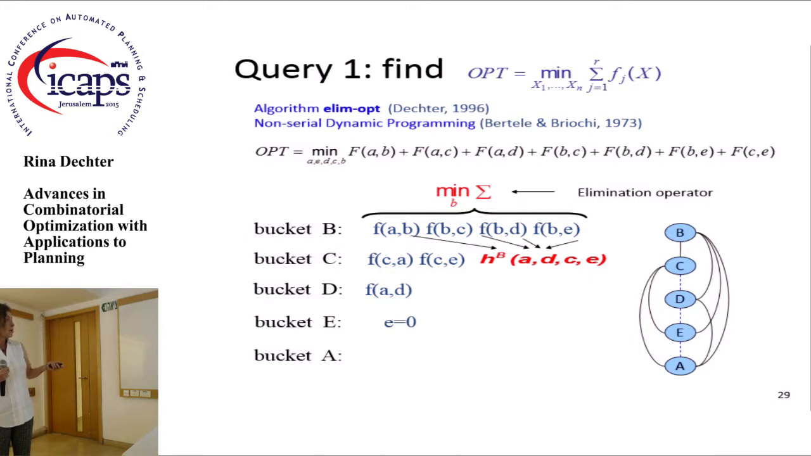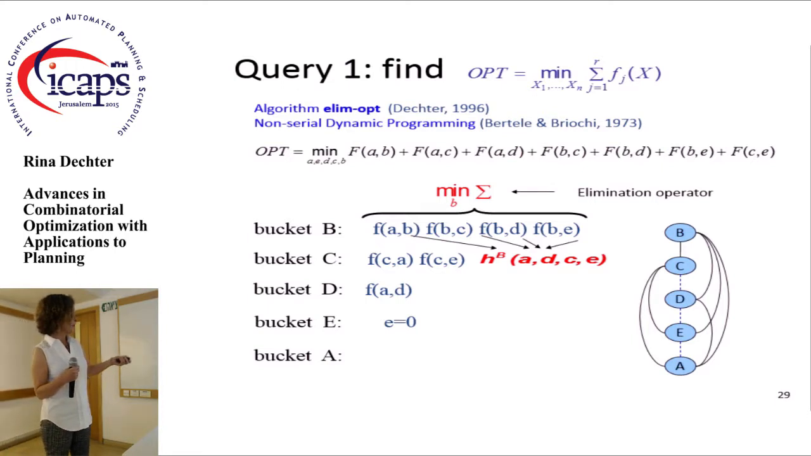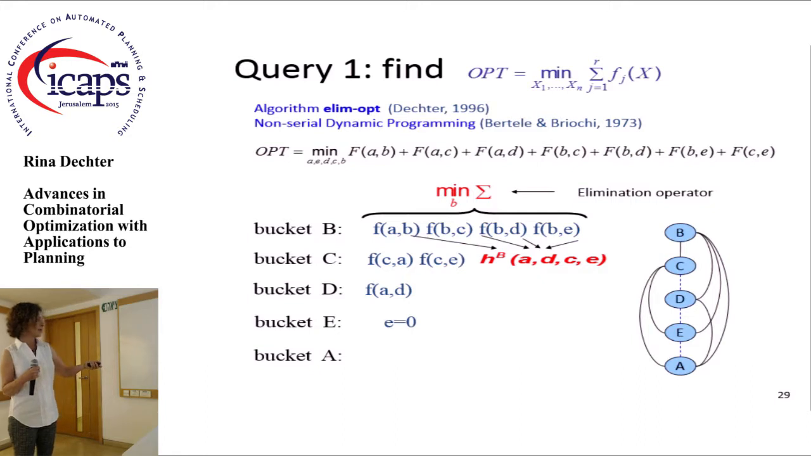And all you do now is solve the minimization problem in each bucket separately. So first we sum and minimize over B, processing only the first bucket. In this particular case, this creates a function on A, D, C, and E. Since we have bucket C next, we put this function in the bucket of C. And now we process this bucket: we sum and minimize over C. It will create a function over A, D, and E.